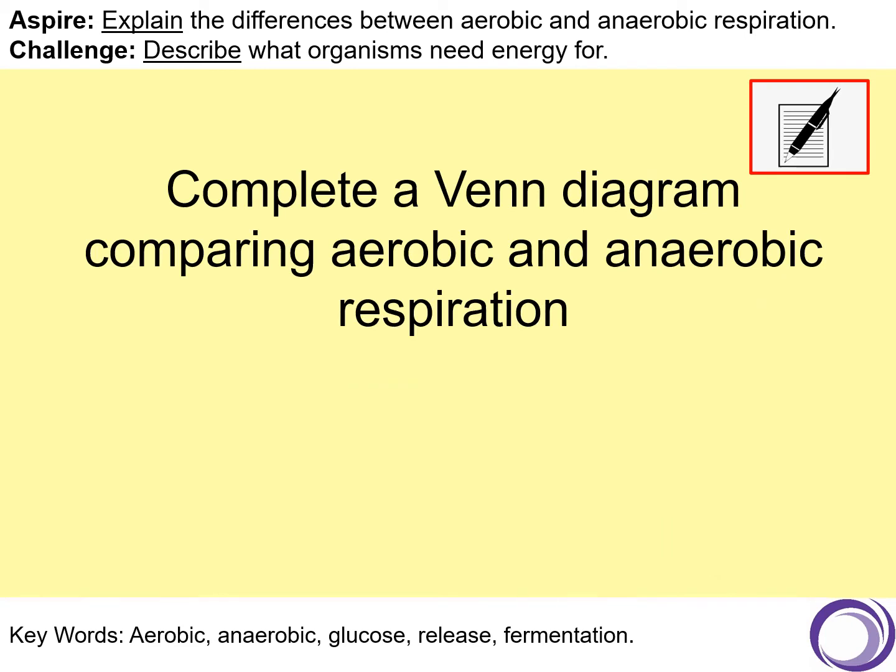Okay, so now what I would like you to do is complete a Venn diagram to compare aerobic and anaerobic respiration. Now on the next slide, I'm going to show you what a Venn diagram looks like. I'd like you to copy this and then, like I said, make the comparison. Now on a Venn diagram, if it just belongs to aerobic, you just write that in the circle of aerobic. If it belongs to anaerobic, you write it in the circle where anaerobic is, and then the bit where they overlap is something that is common between both types of respiration.